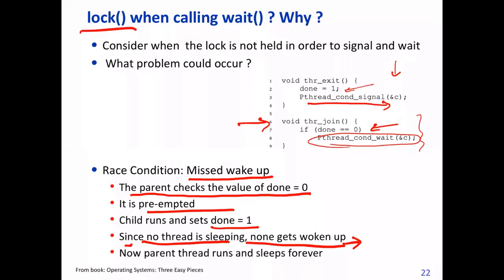And then control comes here. So the parent starts execution, it has already checked that the value of done is equal to 0, so it will put itself to sleep on this queue, and this will continue to sleep forever because the child has done its role of waking it up, and the parent was still not sleeping. Then the parent will continue to sleep, so that's not a desirable condition.